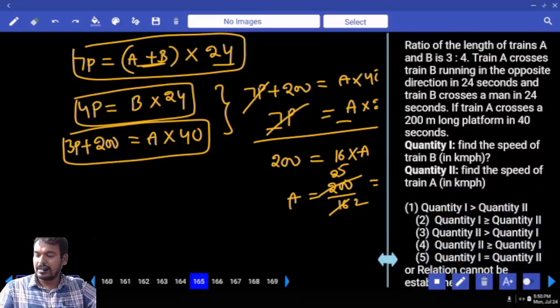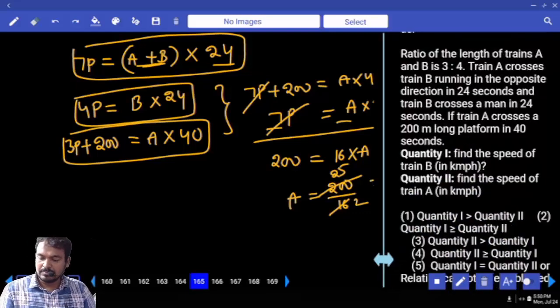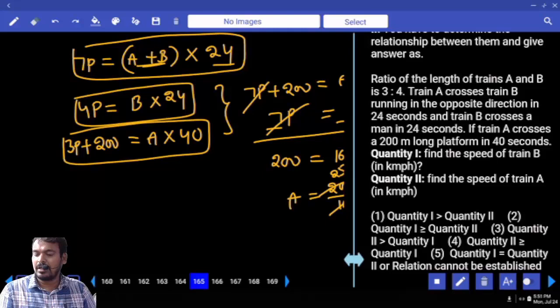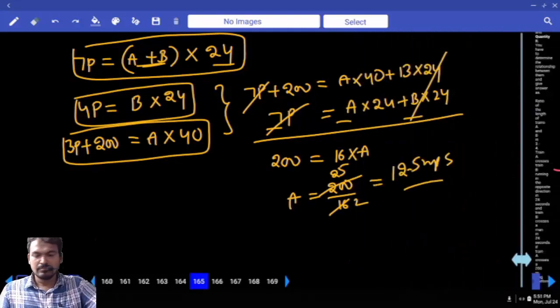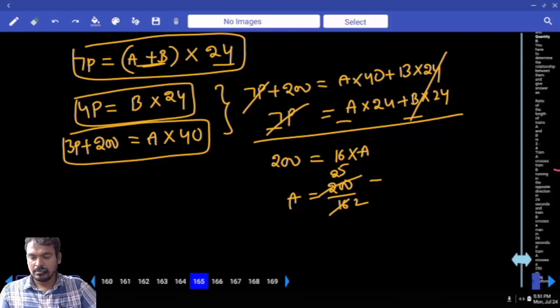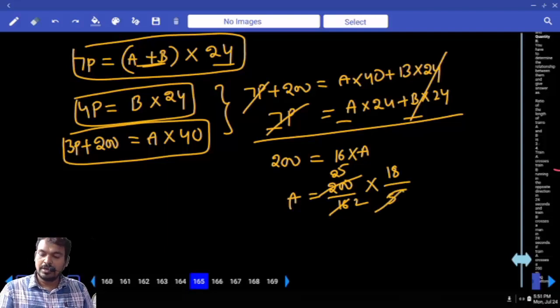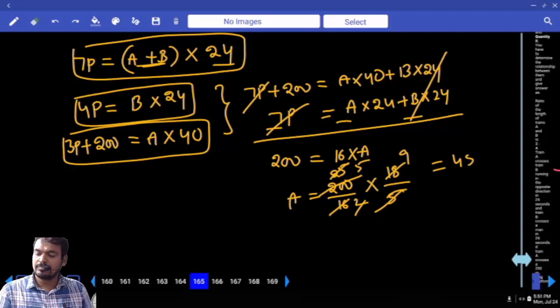Train A speed or train B speed? Train A. But we require it in kilometer per hour or meter per second? Kilometer per hour. 25 by 2 into 18 by 5. 5 how many times? 5 times. 2 how many times? 9. A speed is how much? 45 kilometer per hour.